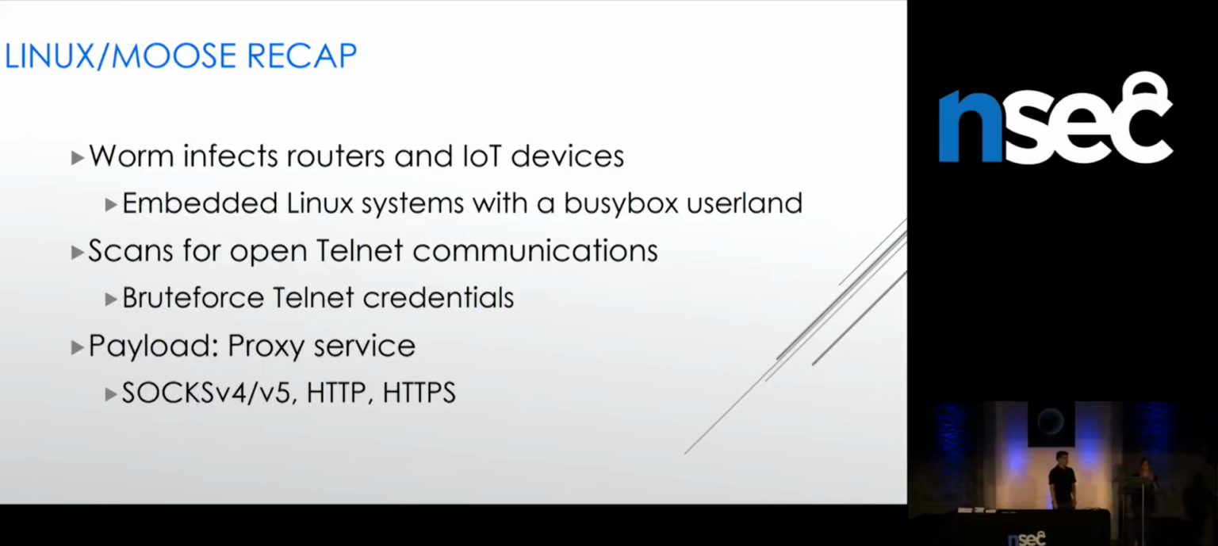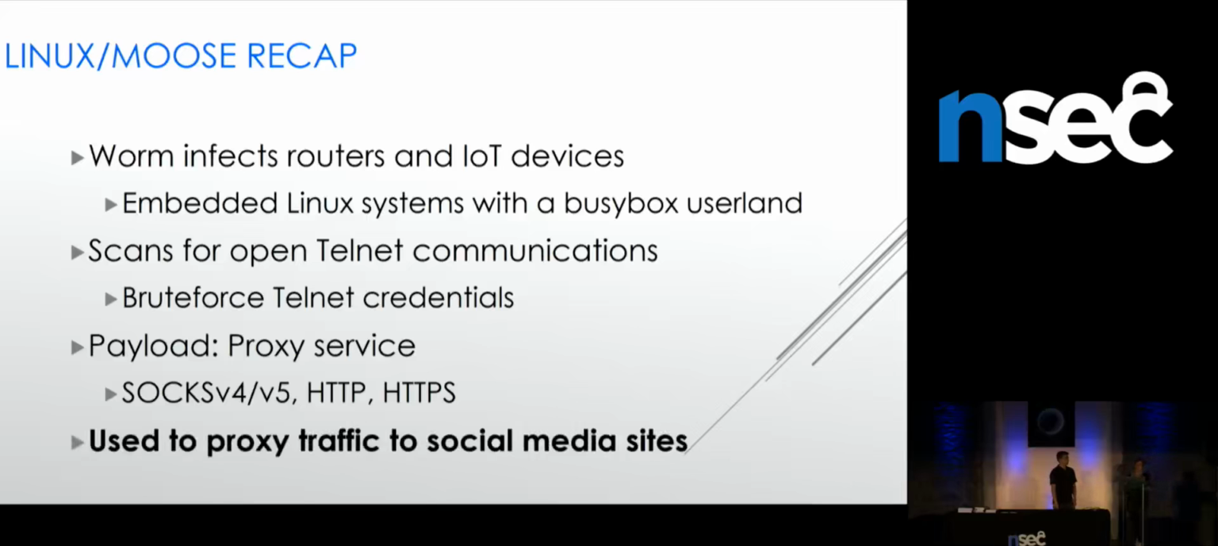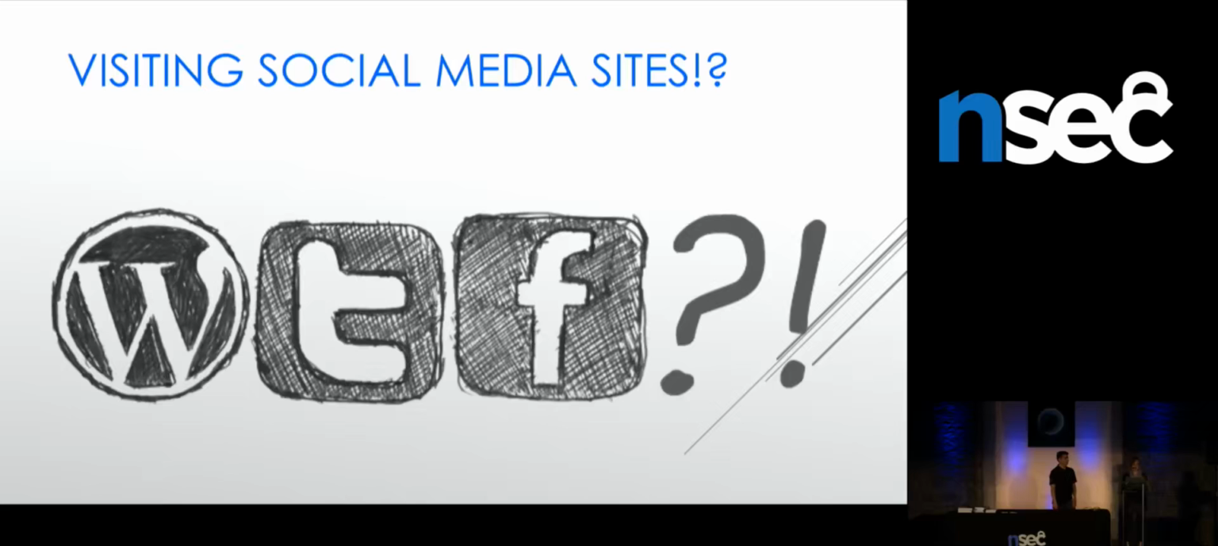At first, when ESET was studying this, they thought it may be a shady VPN service, just because it was using its bots to proxy traffic. But in the end, what they found out is that it was proxying traffic to social media sites. So they were like, what, why? And that's what we're going to see later on, why they're doing that.